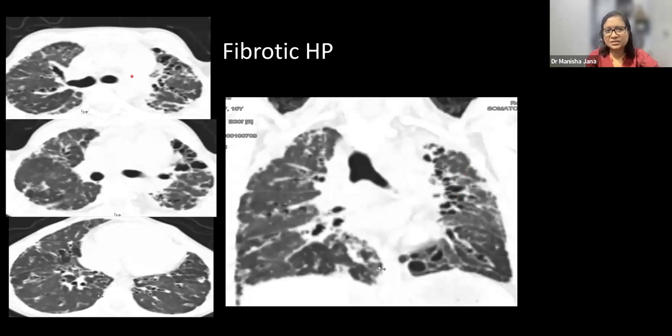Whereas fibrotic hypersensitivity pneumonitis, we have seen kids of even 9 or 10 years old getting this bad fibrotic lung with traction bronchiectasis, axial interstitial fibrosis, and this pectus carinatum deformity. So this appearance usually corresponded with a history of pigeon dropping exposure and avian antigen positivity.